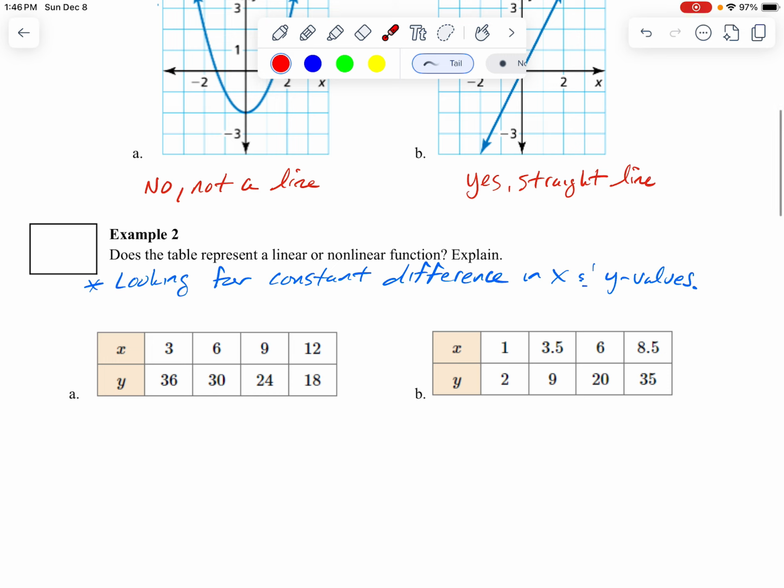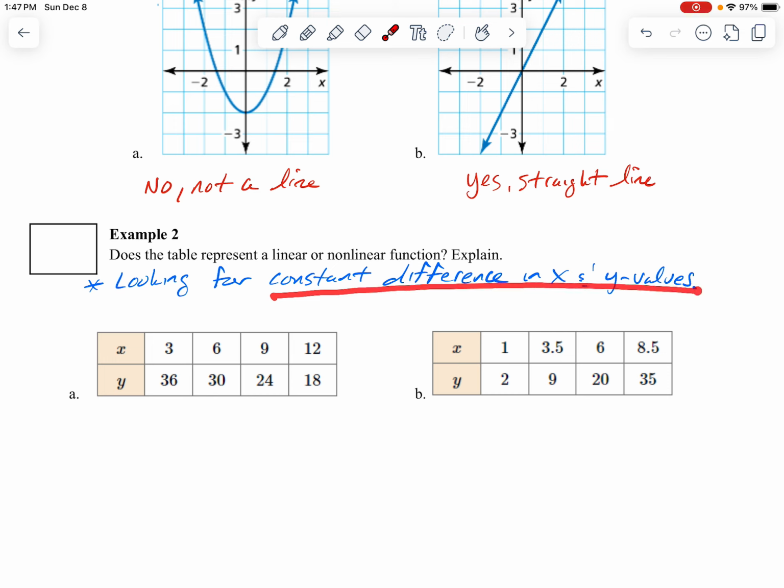In example 2, we can determine if it is a linear function by looking at these pairs of values. So remember, this would be like a coordinate, x comma y. That would be 3 comma 36. And then the next would be 6 comma 30. So these x and y values represent coordinates, and we can use this to determine if something is linear or not. The way we do that is we look for a constant difference in the x and y values.